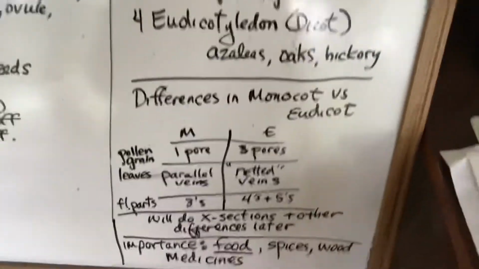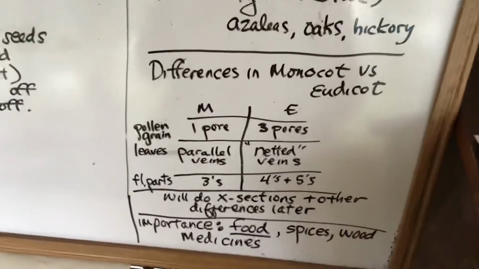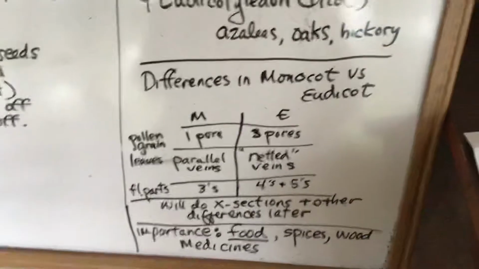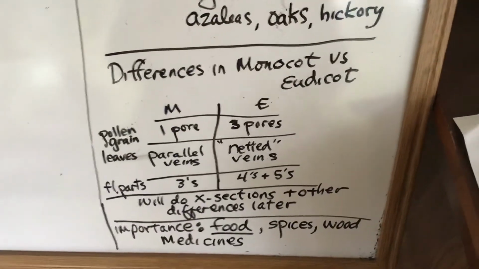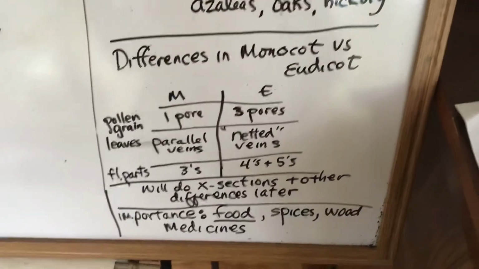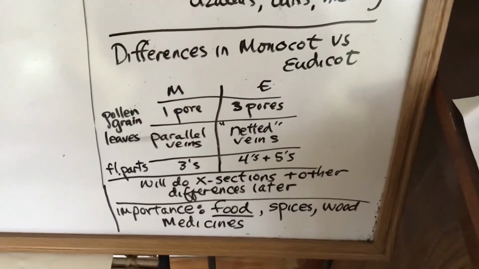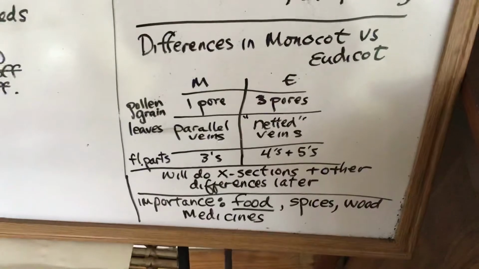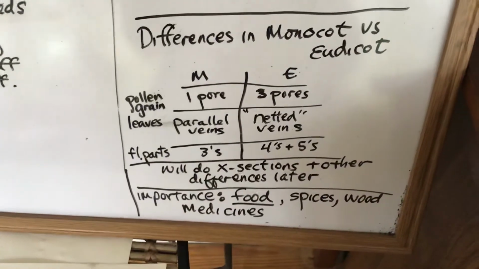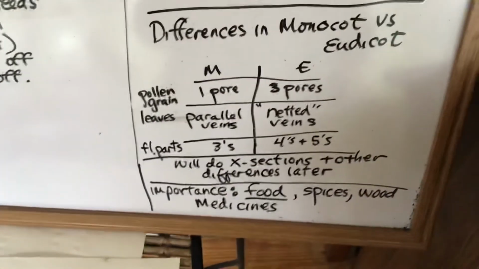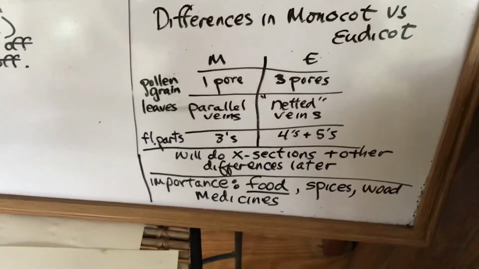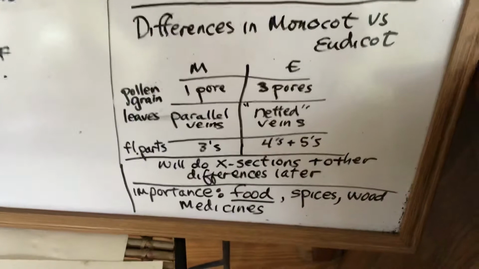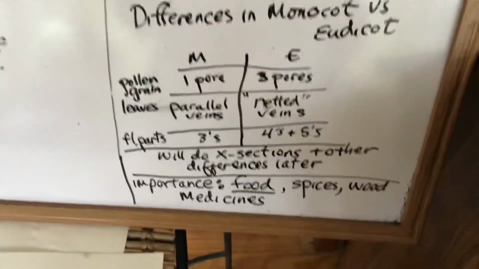All right, so some basic differences. The pollen grains of the monocot only have one pore, whereas eudicots have 3 pores. Monocot leaves have parallel veins, whereas eudicots have netted venation. Their flower parts are in 3s, whereas eudicots are in 4s and 5s. And other differences in their growth and their tissue arrangement will also be apparent as we go through the cross sections and talk about growth.